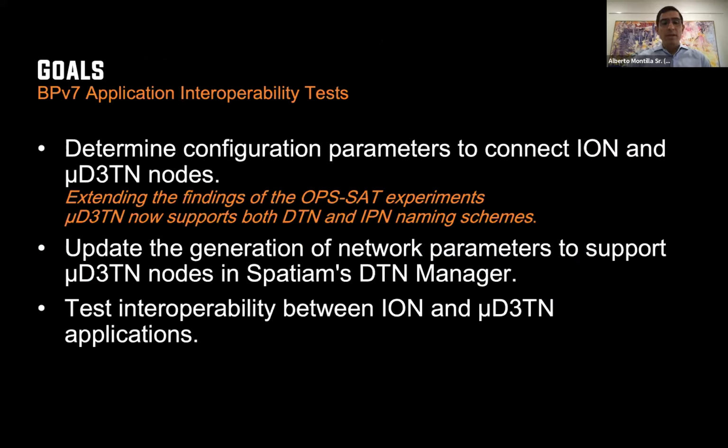The first one is we wanted to determine the configuration parameters to connect ION and MicroDTN nodes together. And that's, again, extending the findings of the OPSAT experiments, considering that now MicroDTN supports, in addition to the DTN scheme, the IPN naming scheme, making things a little bit easier. The second one was to update the generation of the network parameters to support MicroDTN nodes in Spatiam's DTN manager. And the third one was to test the interoperability between ION and MicroDTN applications.